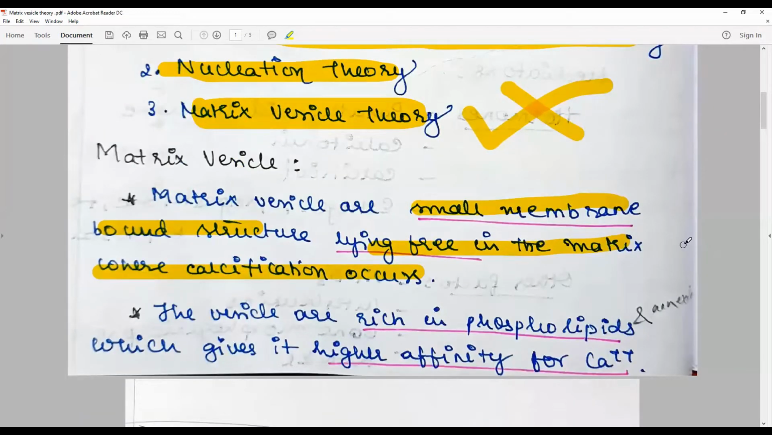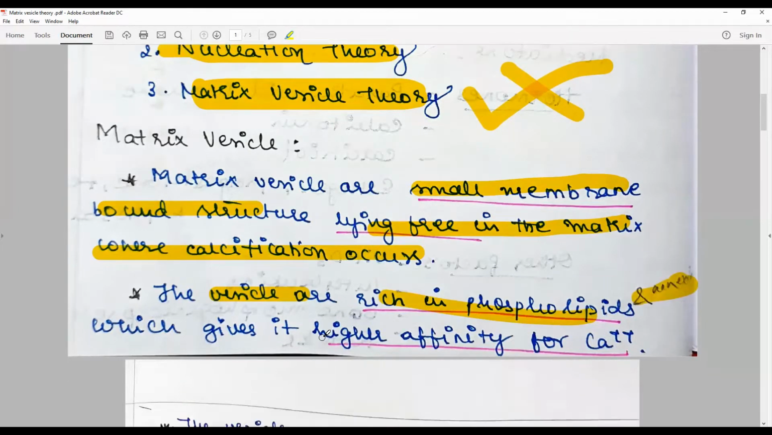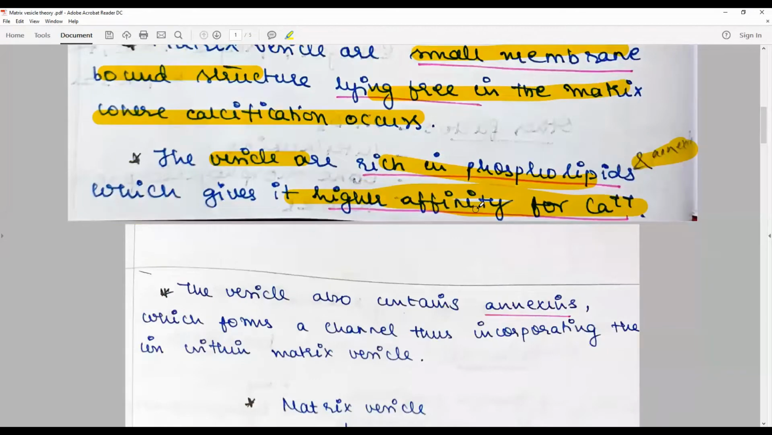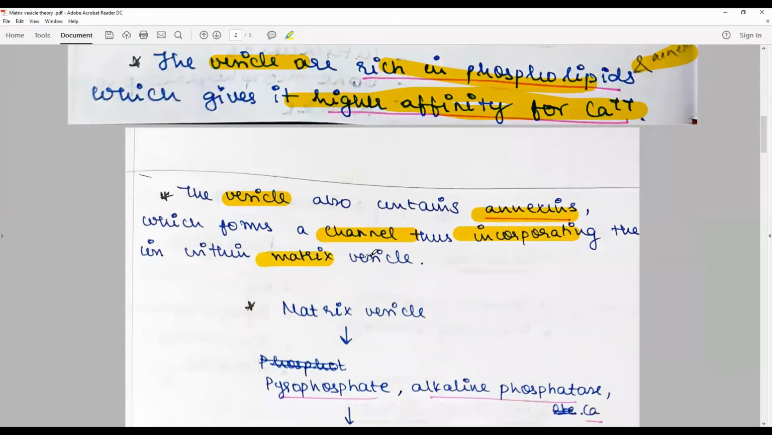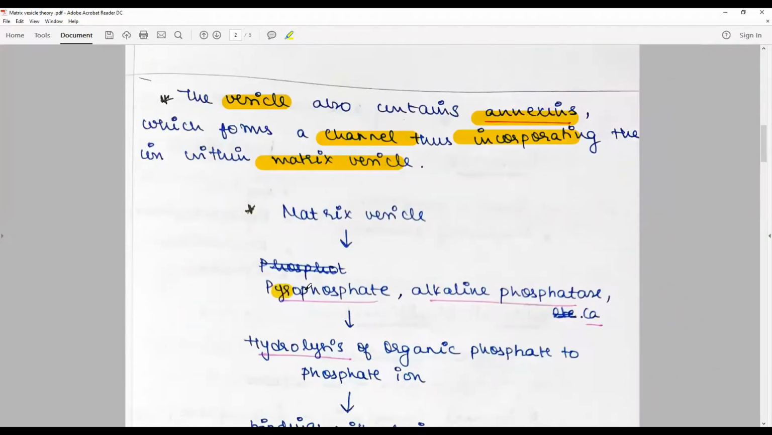The vesicle is in the extracellular matrix. These vesicles are rich in certain substances. What are the substances? Phospholipids and annexins. Phospholipids and annexins give a higher affinity for calcium to be secreted as hydroxyapatite crystals. The membranes of the vesicle contain annexins that form a channel that attracts the phosphate and calcium within the matrix vesicles. So they attract the pyrophosphate, with alkaline phosphatase under the influence.